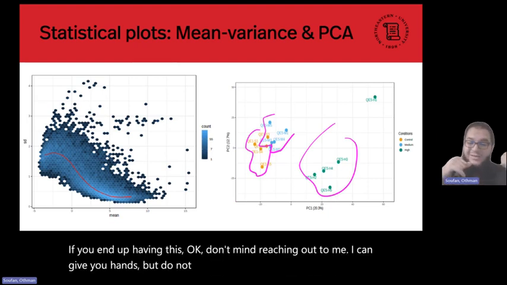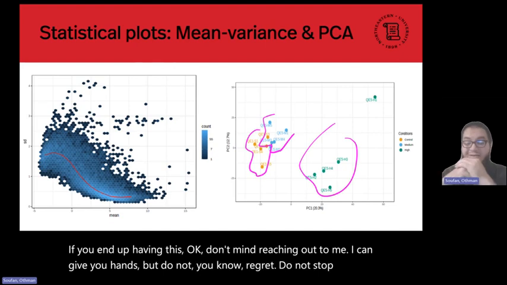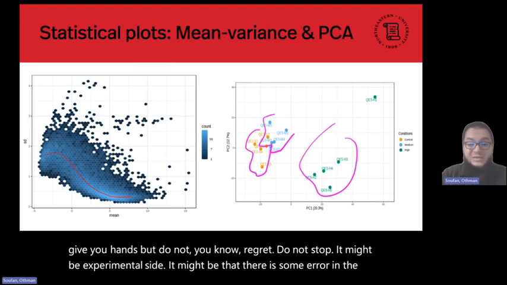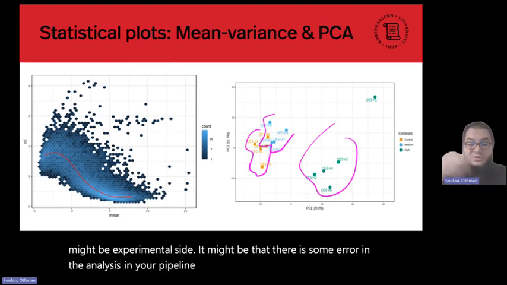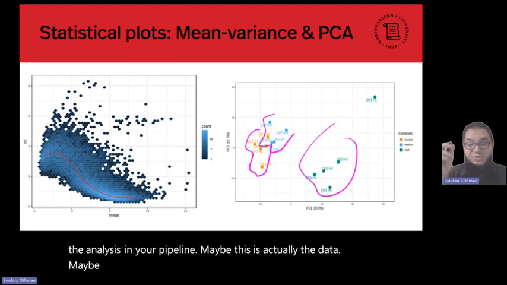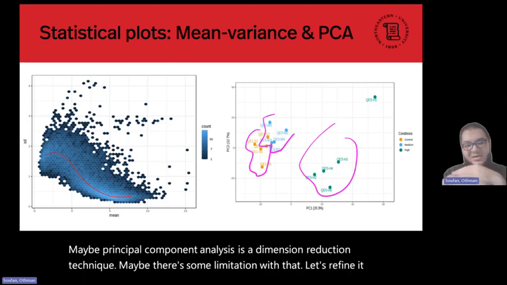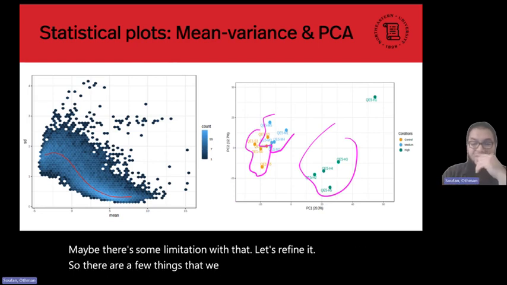It might be on the experimental side. It might be that there is some error in the analysis in your pipeline. Maybe this is actually the data. Maybe principal component analysis is a dimensionality reduction technique, and there is some limitation with that. Let's refine it. There are a few things that we can do before we say, oh, you know what? We wasted the money here.